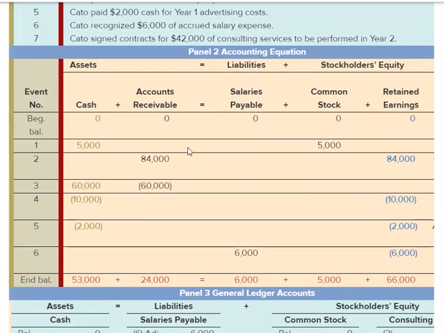A couple things I want to point out. Remember, we had earned $84,000 of revenue, but we didn't collect it. And then in the next transaction, we collected $60,000 of it, which leaves our ending accounts receivable at $24,000. Does that make sense? We earned 84, we collected 60, so they still owe us another $24,000. And then you see the rest of the transactions all recorded here.